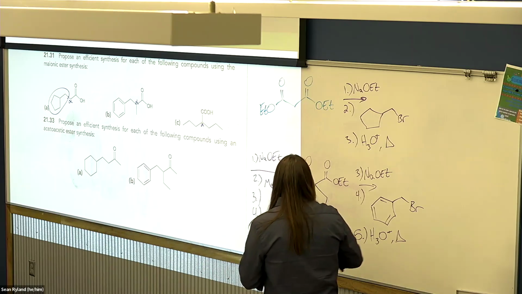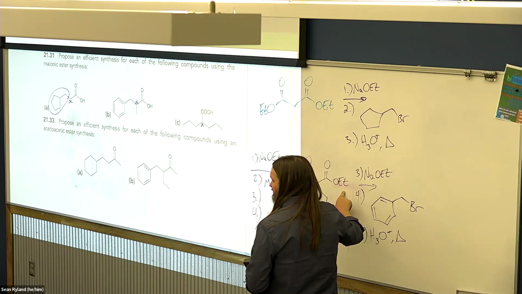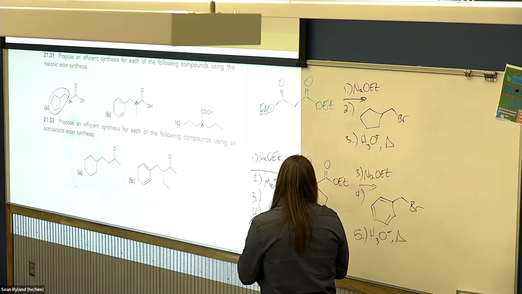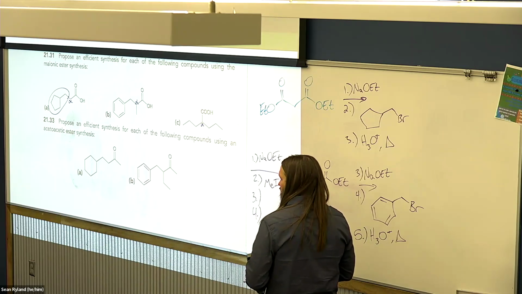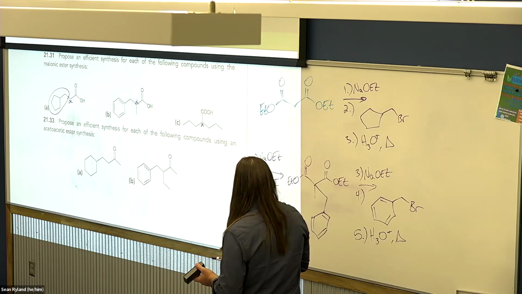And then after step 5, it takes these OEts and converts them to a hydrogen, or like it turns the ethoxides into OHs. And then the heat drives off one of those acid groups.